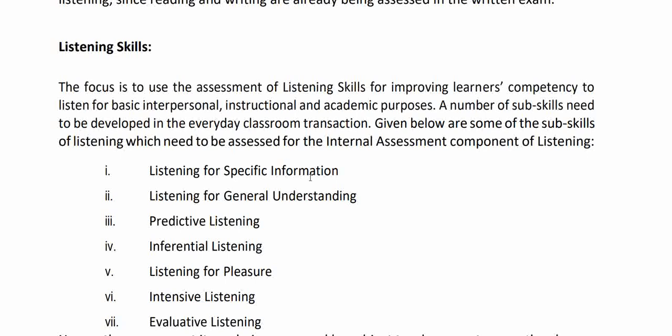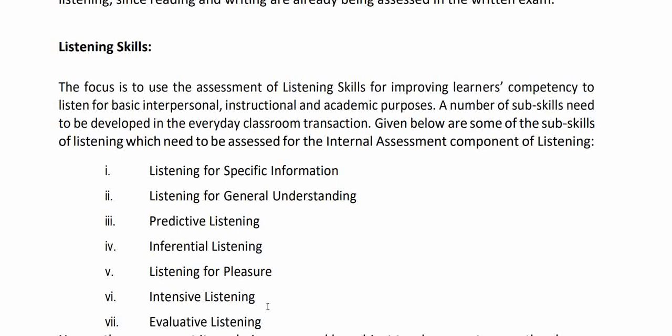That is listening for specific information, listening for general understanding, that is the main idea. Predictive listening, that means deducing and predicting what the person is trying to say and what's coming up next. Inferential listening is to find out between two. For example, so and so was born in the year 1970, and at the age of 6 he started going. So you will actually calculate the year 1976. That is inferential.